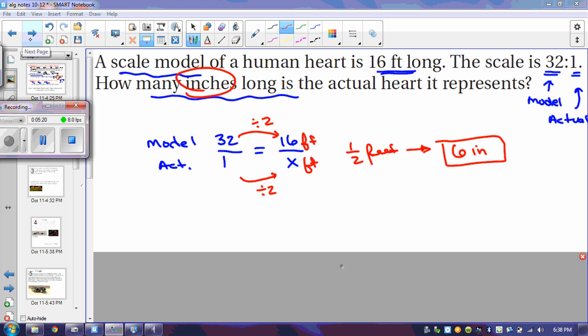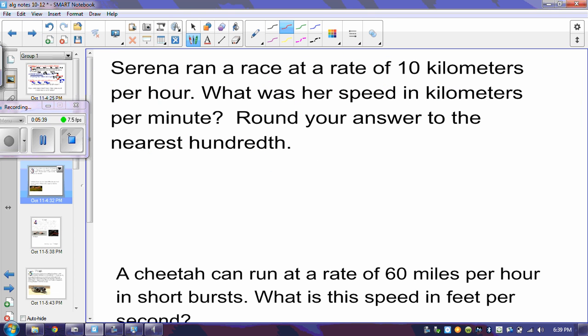So hopefully you feel like you understand scale a little bit better. When you're trying to use that scale to determine an actual distance, we set up a proportion, and it's extremely important that you have your label set up so that you put that 16 feet in the right place. We wouldn't want to put it on the bottom or you end up with a very large heart. So let's go on and look at rates now.